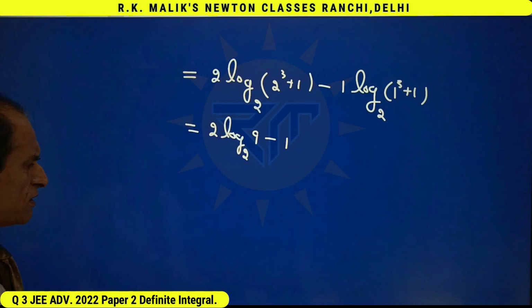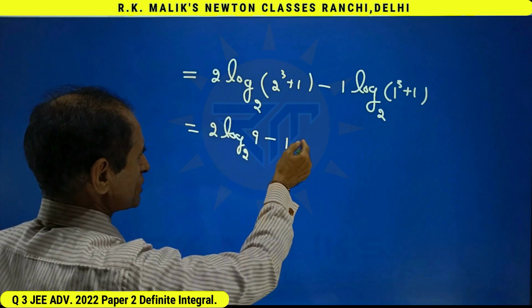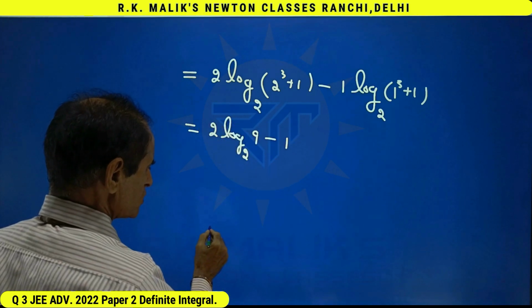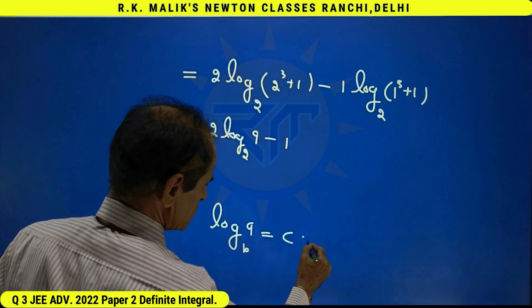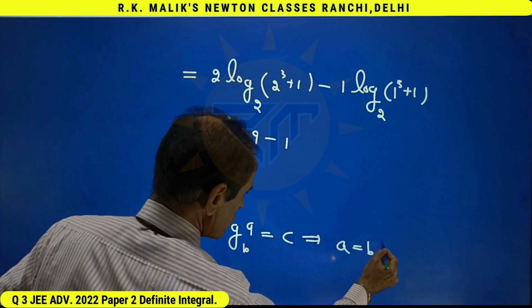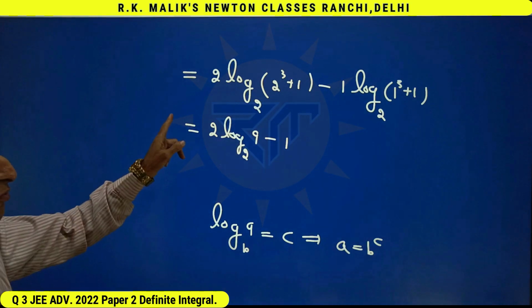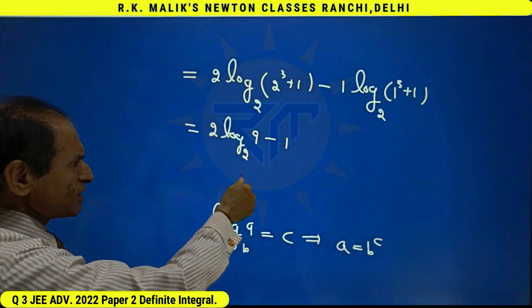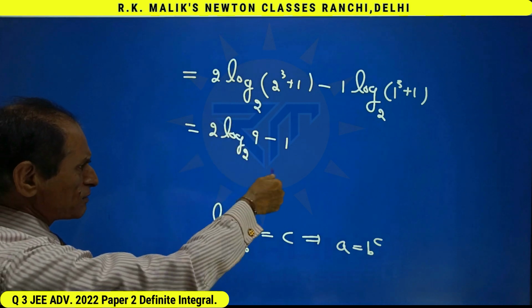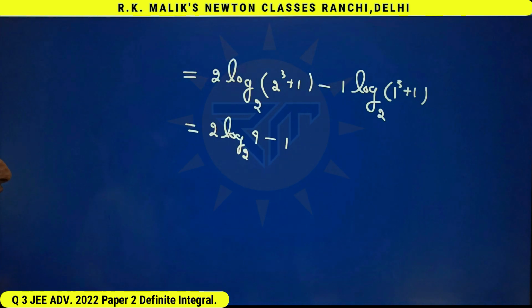It's not proper that I go on checking whether this lies between 1 and 2, or between 2 and 3, or between 3 and 4, using the definition of log: log of a to the base b equal to c means a equals b to the power c. Using this definition, we can easily check between which two integers it lies. But it's not proper that I first try whether it lies between 1 and 2 or between 2 and 3. That is just wastage of time.